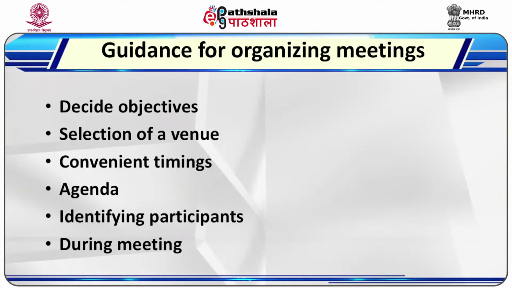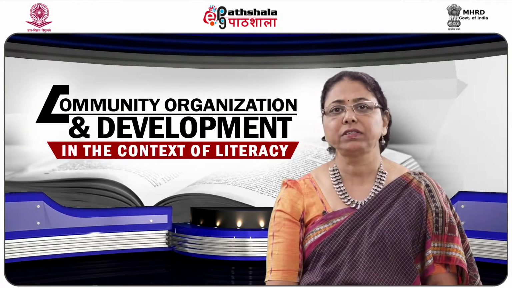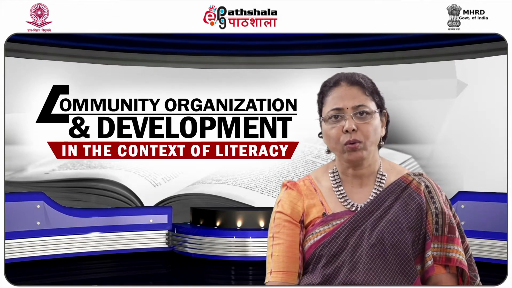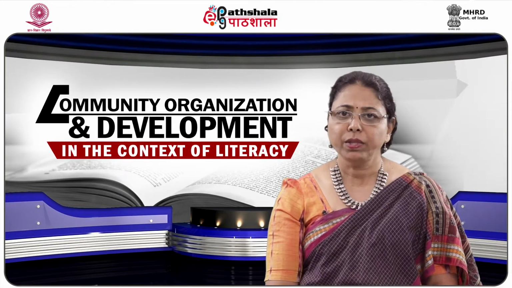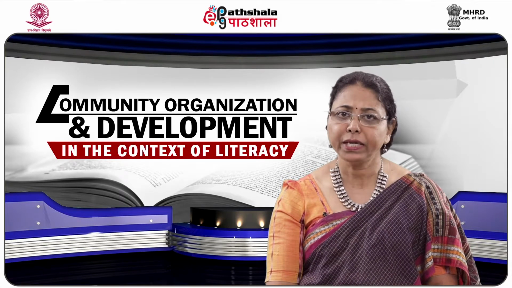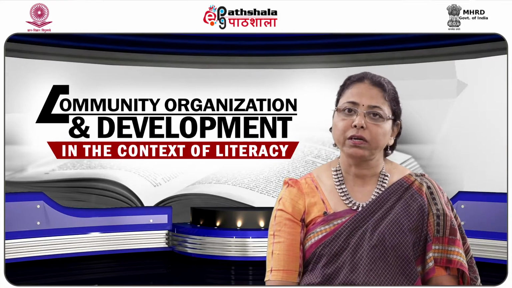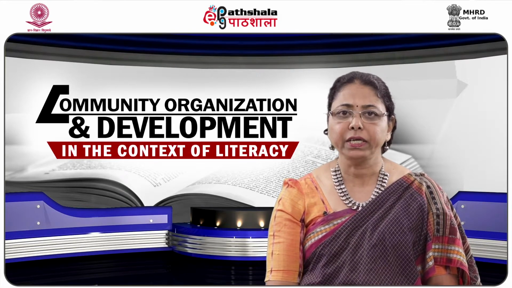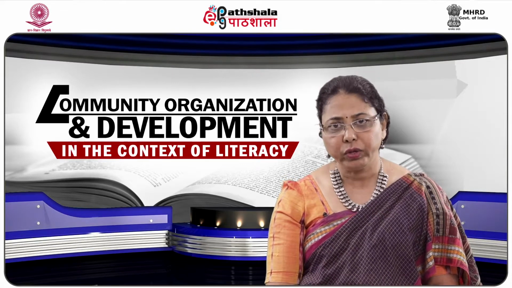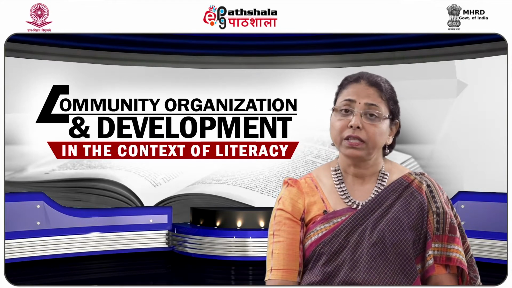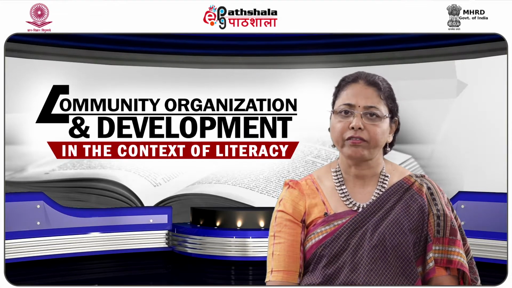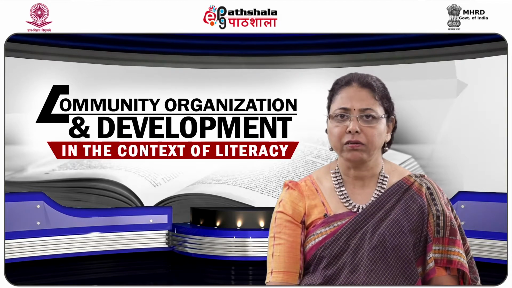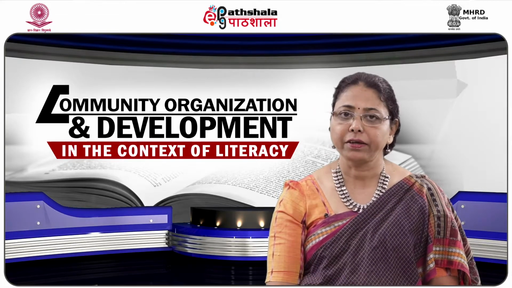The next point is convenient timings. Decide timings in consultation with the participants. This increases attendance and participation of more people in the meeting. For example, if the meeting is for farmers and it is in the peak season of farming, the best way of calling a meeting is in the evening or at night, maybe after 7 p.m. If a meeting is to discuss issues related to women and if they are housewives, the convenient time for the meeting is in the afternoon, maybe 2 to 4 p.m. If all of them also do agricultural work, then the best way to conduct the meeting is at night.